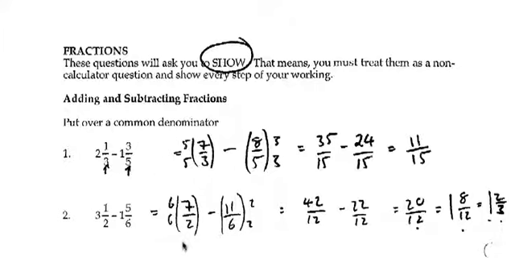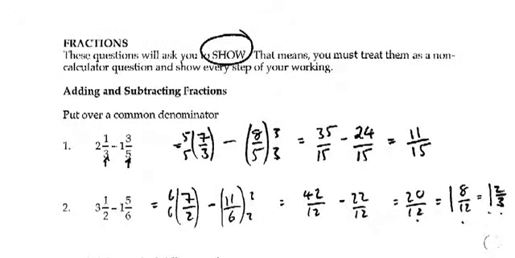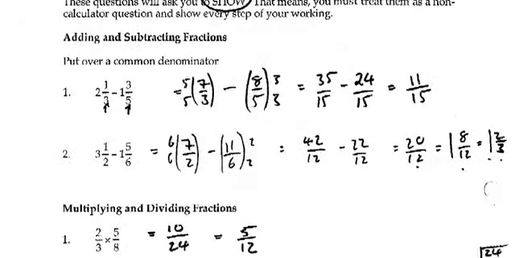Adding and subtracting works in exactly the same way. Multiplying and dividing are even easier. When you're multiplying two fractions, it's very simple, and in fact we've already done it here. It's top times top, bottom times bottom. So this gives me 10 over 24, which cancels to 5/12.